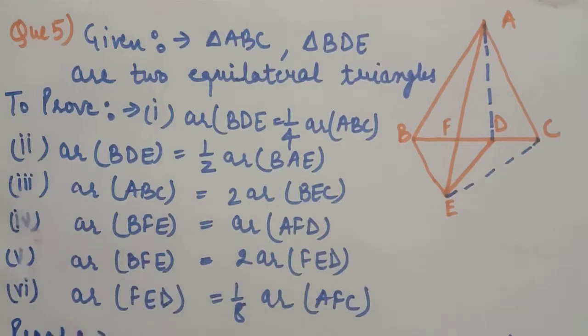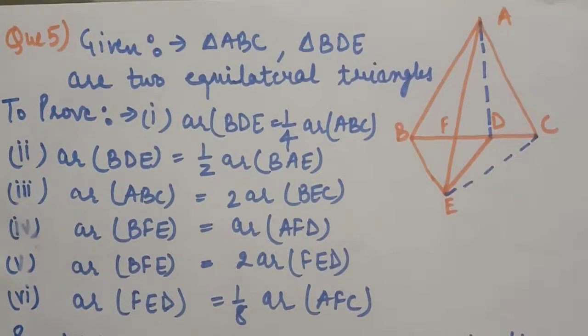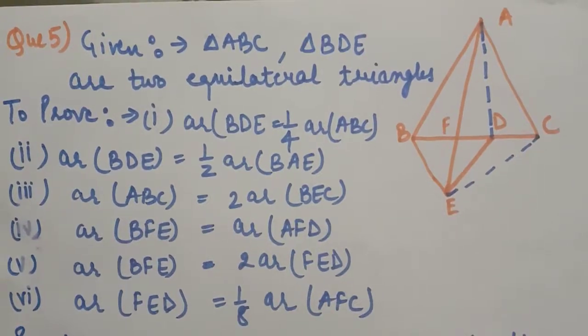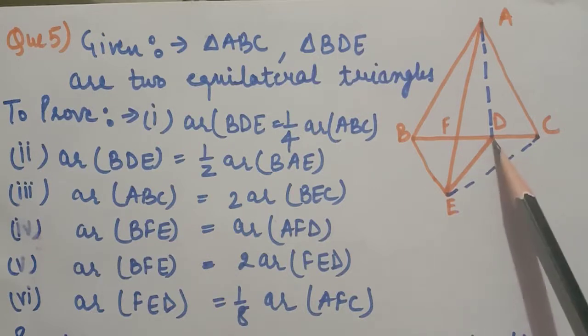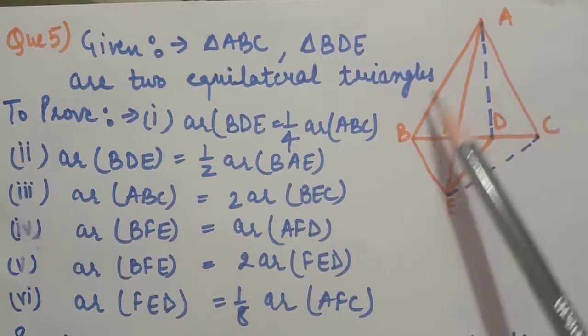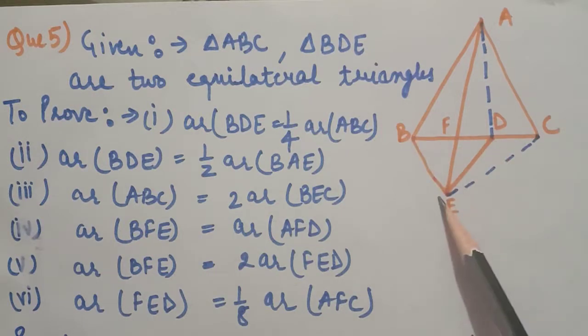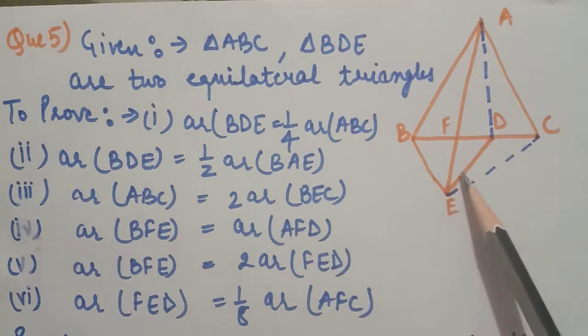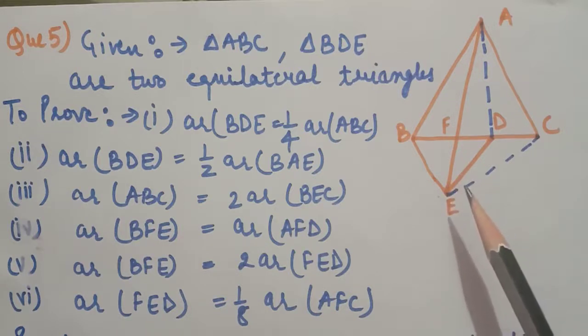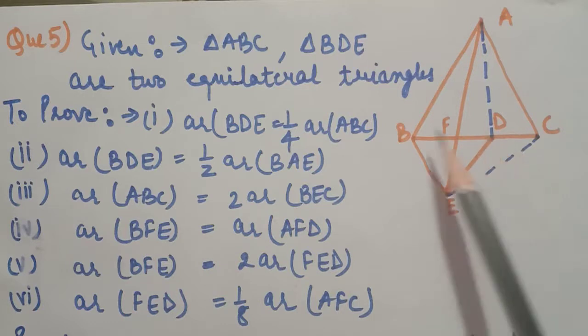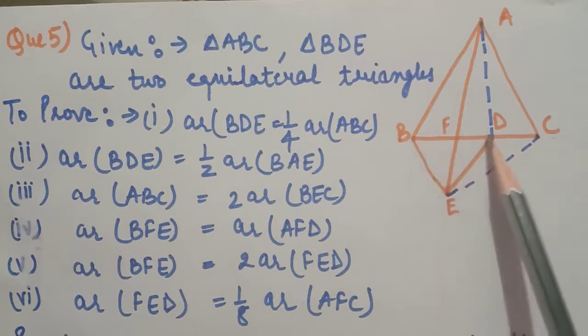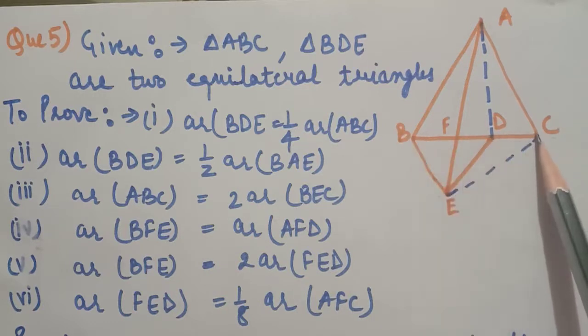So students, now question number 5 from your NCERT exercise 9.4. In question number 5, a diagram is given. In this diagram, triangle ABC and triangle BDE are two equilateral triangles. You know it very well, the meaning of equilateral triangle. When all sides of a triangle are equal, we call it an equilateral triangle. And D is the midpoint of BC. It means BD and DC are equal to each other.